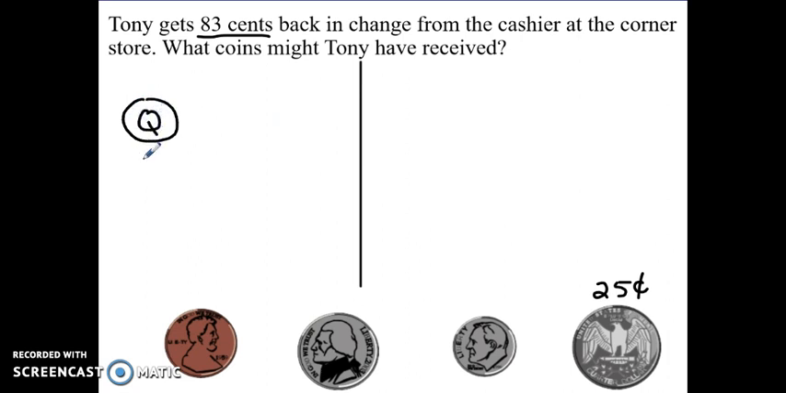that's 25 cents. But I know that 2 quarters will actually give me 50 cents.